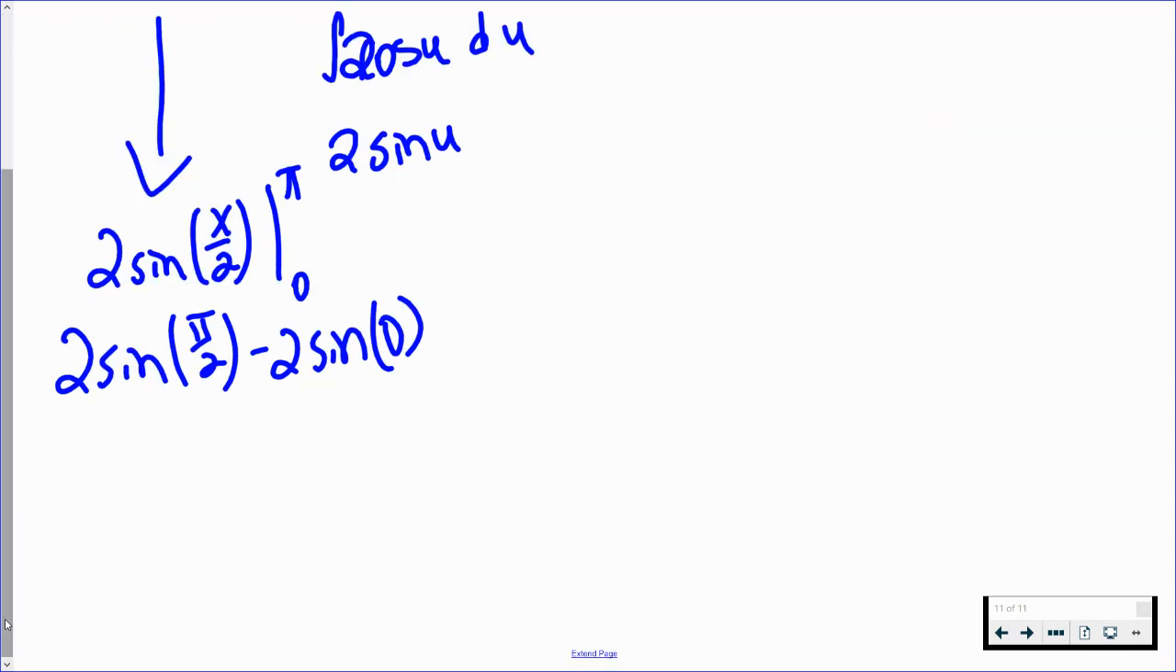Okay, we should know our trig values. Guys, remember AP exam, 2/3 of the AP exam is calculator inactive. You have to know your trig values. Sine of pi over 2 is 1. So 2 times 1 is 2. Minus 2 times sine of 0. Sine of 0 is 0. 2 minus 0 gives us 2 for that one.